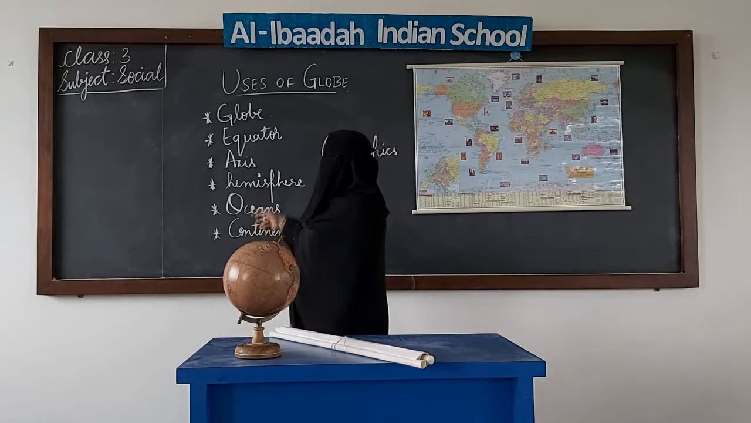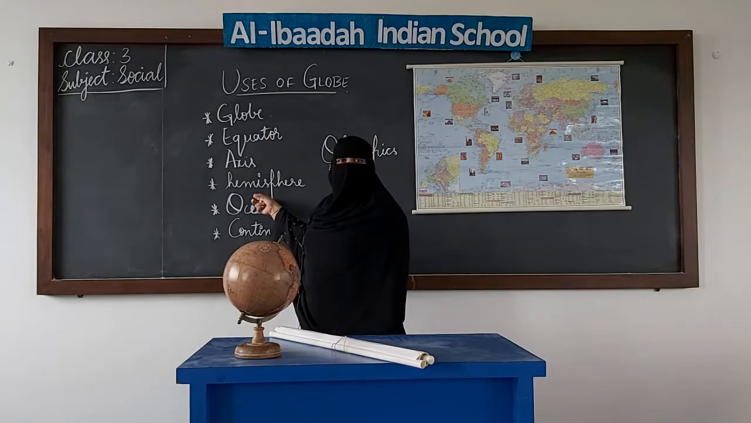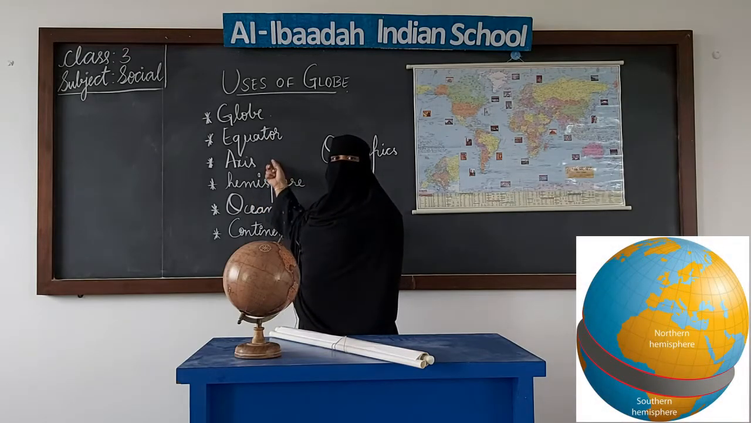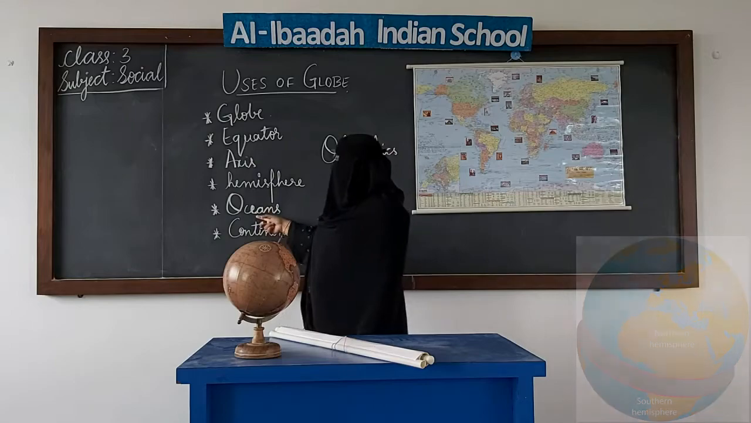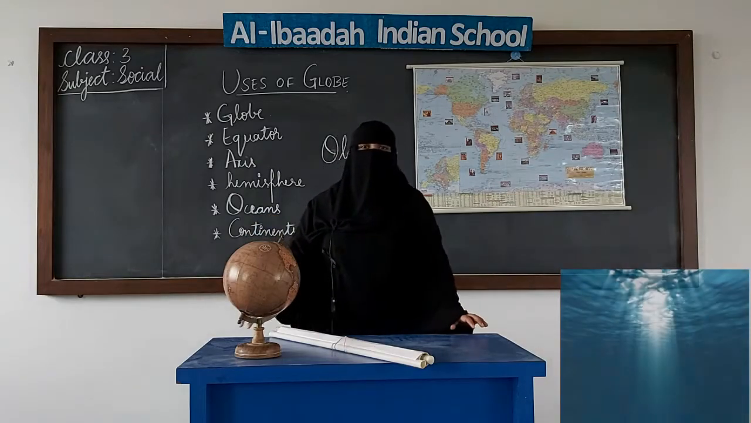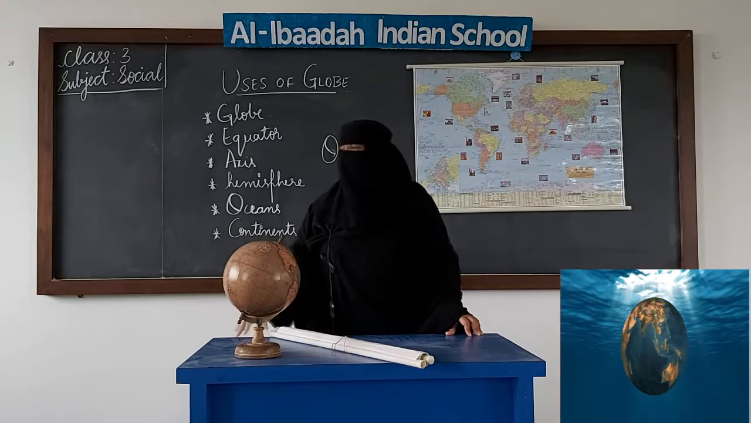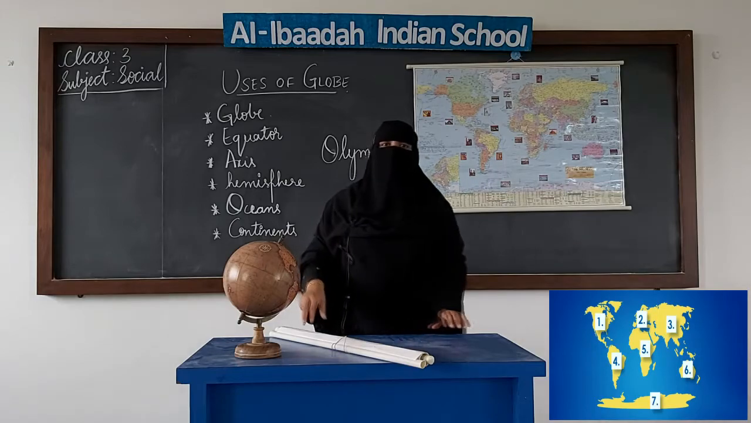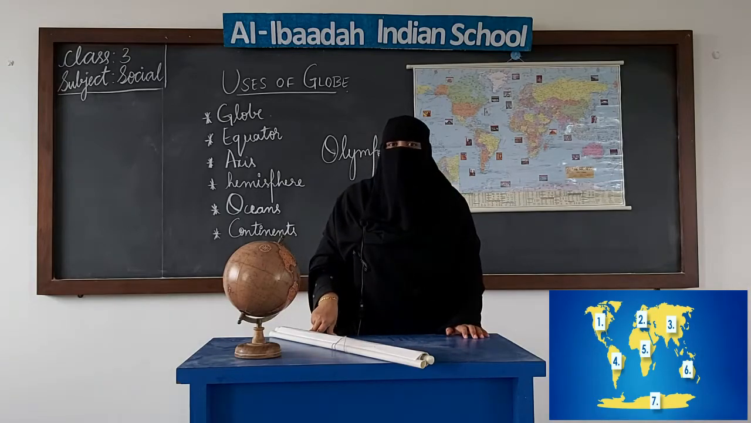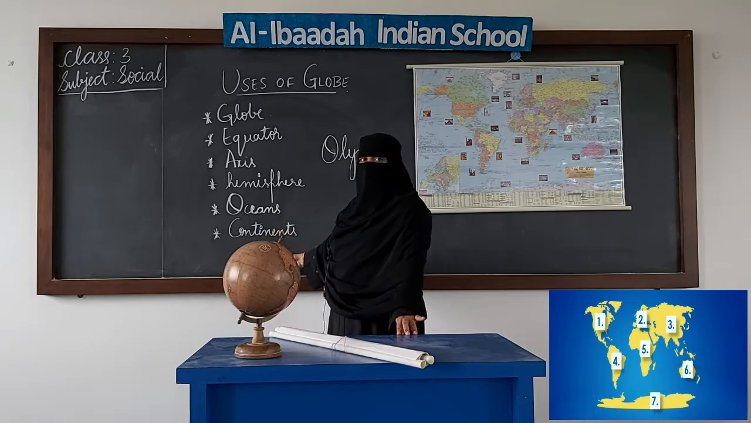And then we learned hemisphere. As I said, the equator divides Earth in 2 hemispheres, that is northern hemisphere and southern hemisphere. Hemisphere means half circle. And then oceans. What are oceans? Oceans are the vast water bodies. And then continents. Continents are nothing but the large land masses. We have 5 oceans and 7 continents.